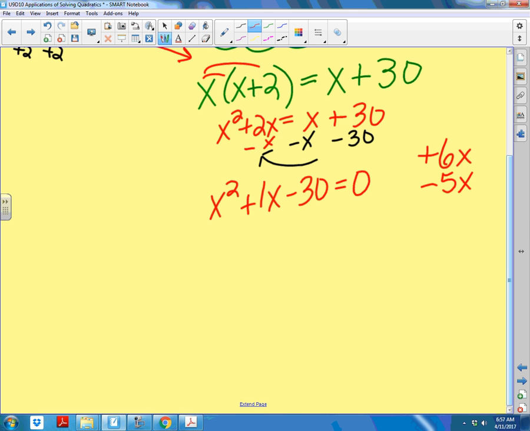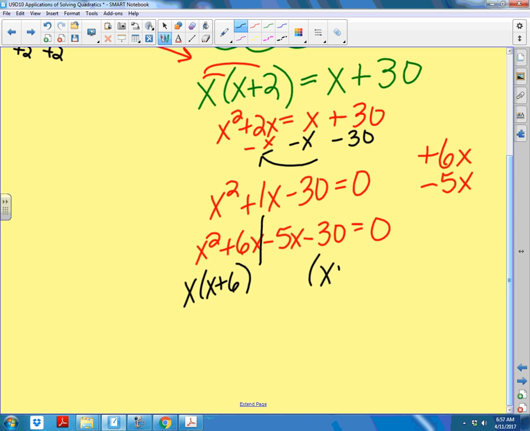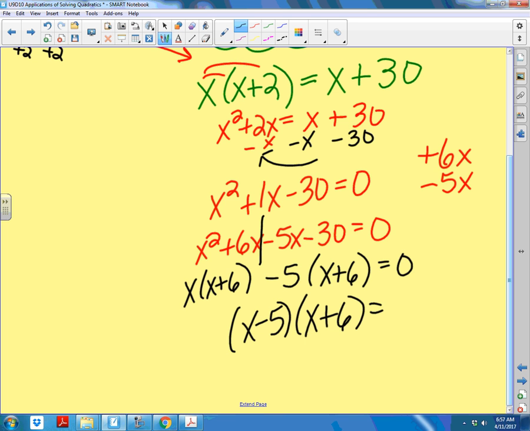So we do our box method, double distribute, whatever you want to do, grouping. We end up with x squared plus 6x minus 5x minus 30 equals 0. Split and solve. X times x plus 6, and x plus 6 on this side gives us minus 5 here, equal to 0, which gives us x minus 5 times x plus 6. Remember, those are our factors. Remember the difference between factors and solutions: factors help us find the solutions. The zero product property tells us that x equals 5 makes that equal 0, and x equals negative 6 makes that equal 0.